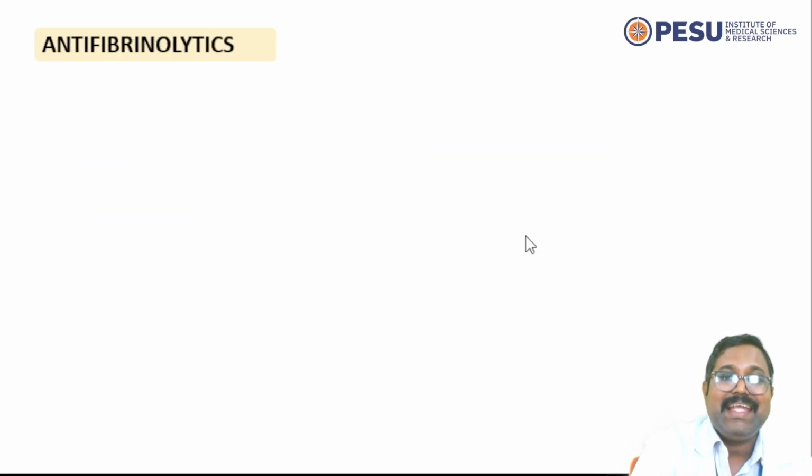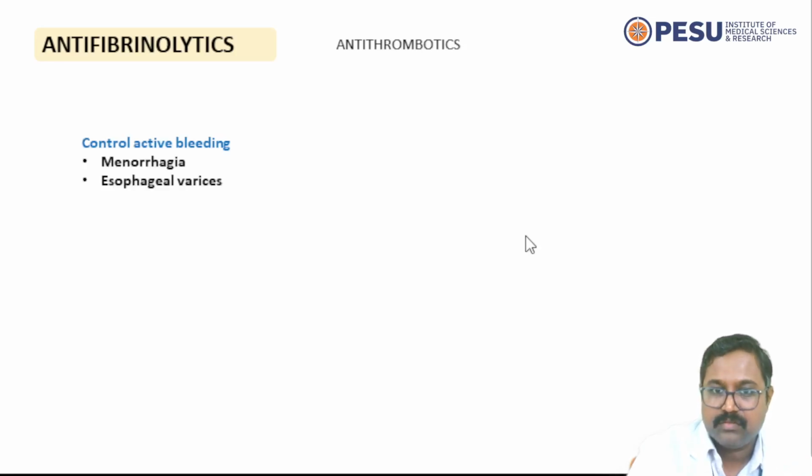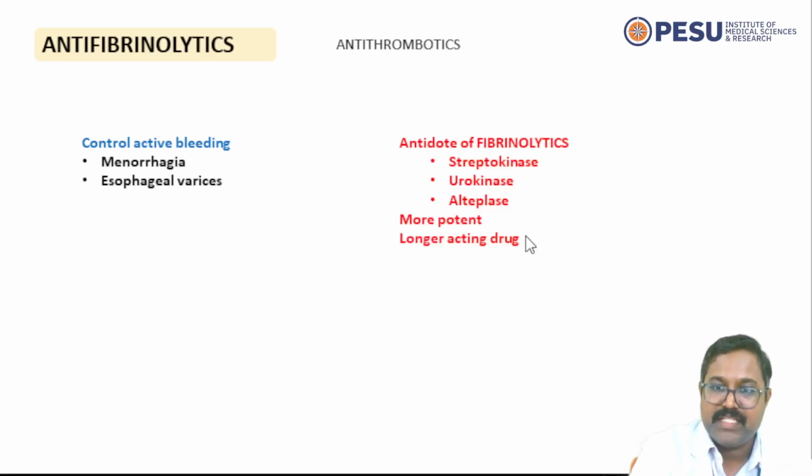So next, coming to the anti-fibrinolytic agents, also called anti-thrombotic agents, which prevent the fibrinolytic activity. These are the drugs which prevent the clot from getting lysed. Basically they are used for control of active bleeding in case of menorrhagia and esophageal varices, and they are also antidotes for fibrinolytic overdose like streptokinase, urokinase, alteplase, and they are also more potent and longer acting drugs.